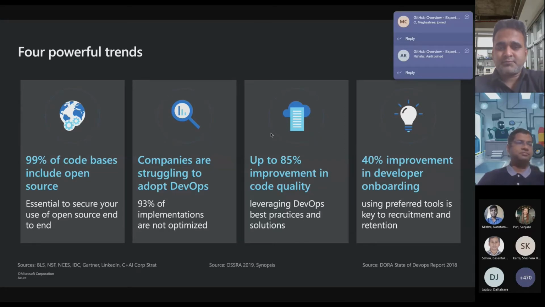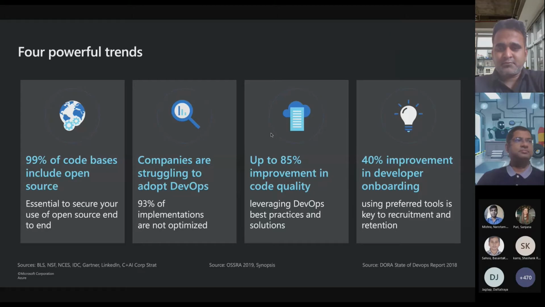And up to 85% of the investment in code quality, right? The code quality also needs to improve, because some of the code which is there has worked for ages. People just take that and use it, although things could be improved over it. And 40% efficient in terms of developer onboarding.